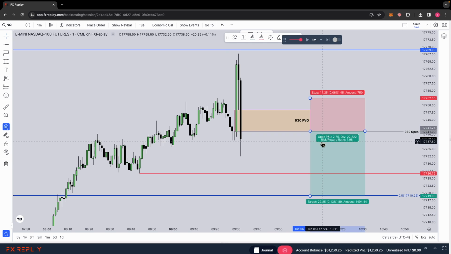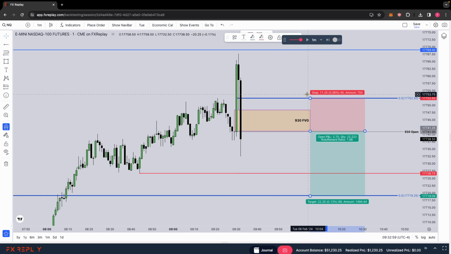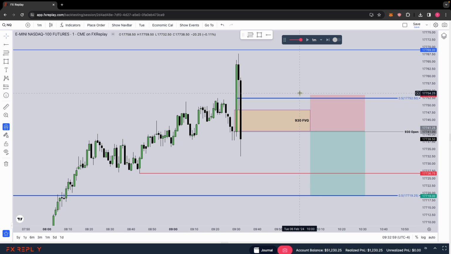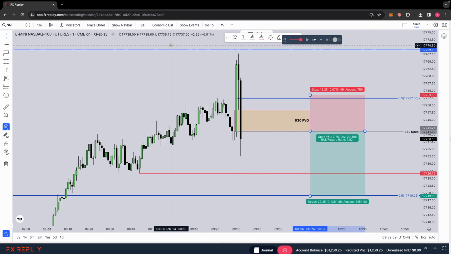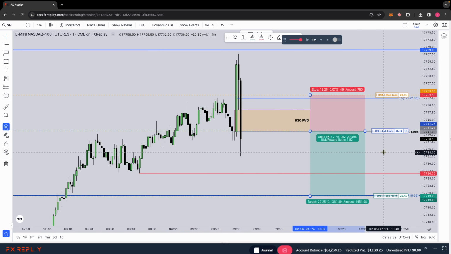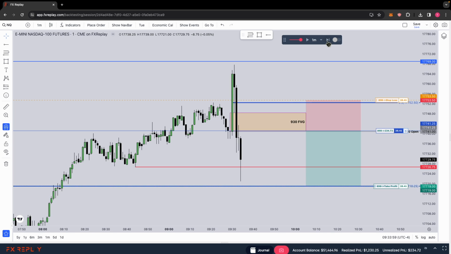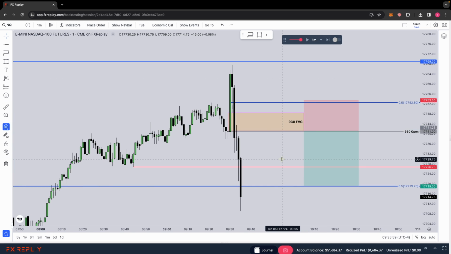And let me just measure this real quick. Okay, I'll put it one tick or so above that mean threshold of this order block. All right, so let's put our short limit order there. Let's see if we get filled, and let's let the trade play out. Okay, so we're in the trade, and I guess it's that easy sometimes. Okay, so another example, guys.